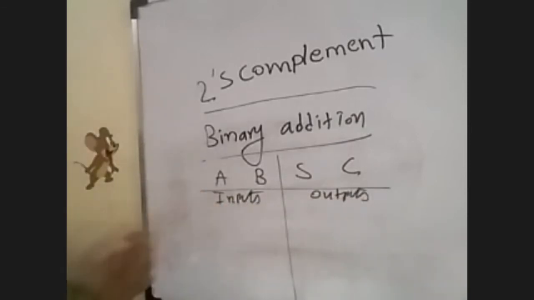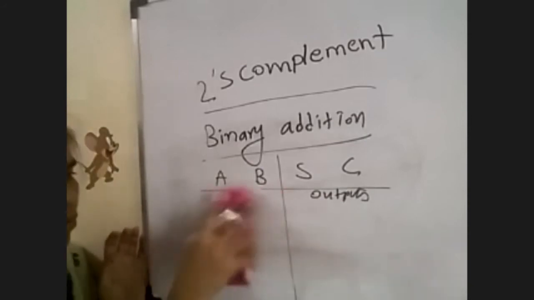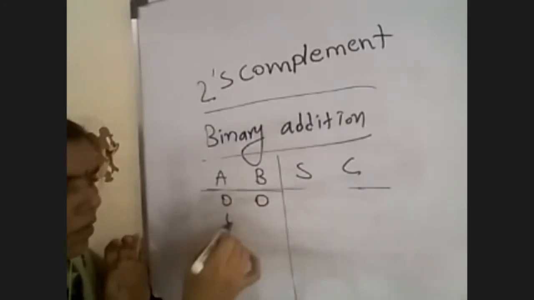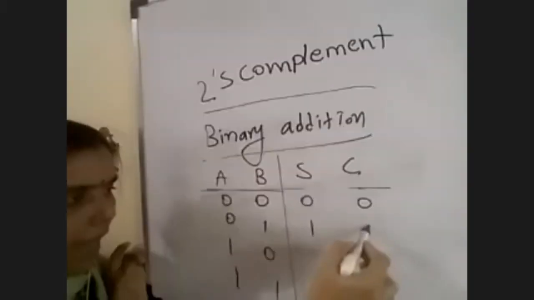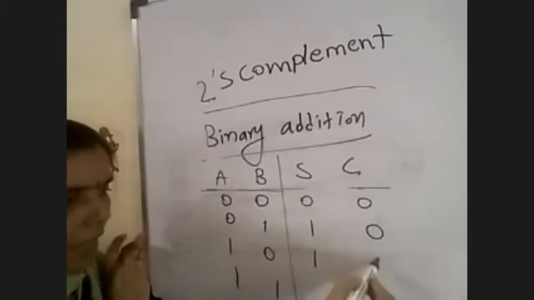Here there are 2 inputs, right? How many combinations? 2 to the power of 2 is 4 combinations. Those combinations are 00, 01, 10, 11. 0 plus 0 is 0, sum 0 carry 0. 0 plus 1 is sum 1 carry 0. 1 plus 0 is sum 1 carry 0.